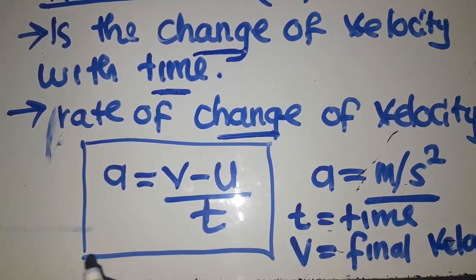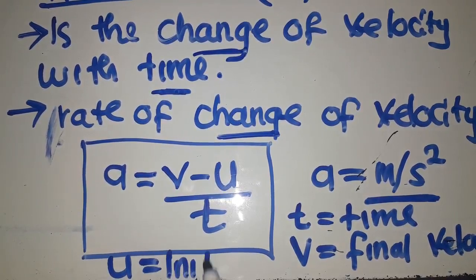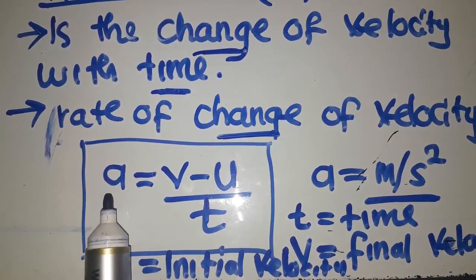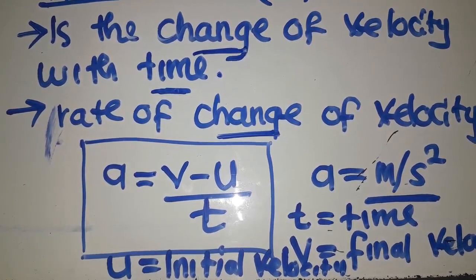You've got U. What is our U? I'm going to write it here. What is our U? Initial, the starting point. Initial what? Initial velocity. Complete it. That is initial velocity. So you write it properly. Then you know that your A there, that is your acceleration.